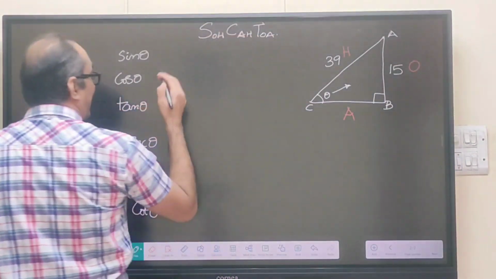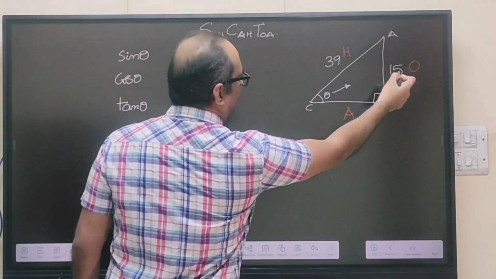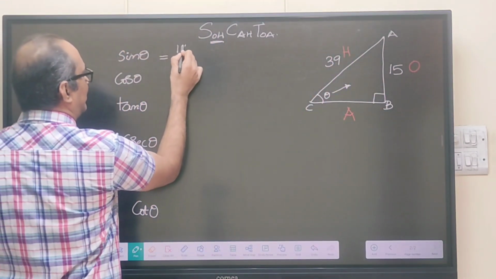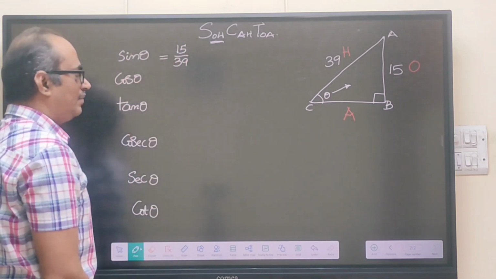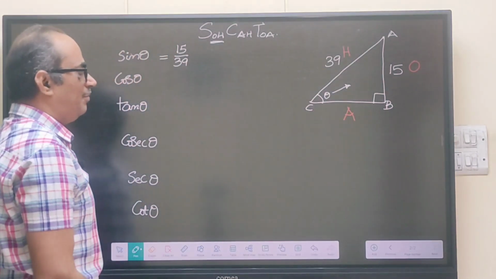Okay, now what is sine according to us? O by H. What is our O here? O is 15, H is 39. Sine theta equals 15 by 39. Then cos theta, we need to know the value of BC for that.